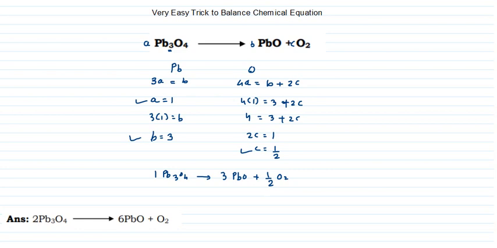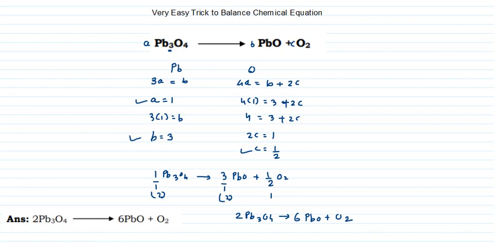Since it is a fraction, you have to consider the LCM. Here you have 1, here 1, so this will be 2, here 2, here 1. So what is your final answer? 2 Pb3O4 gives you 2 times 3 is 6 PbO plus O2. This is your answer.